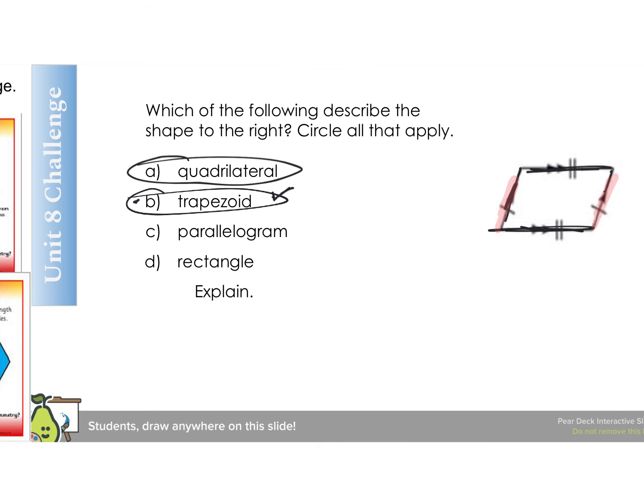Is it a parallelogram? Yes, because the top and bottom are parallel, and then let's say sides A and B are also parallel, so it is a parallelogram. Is it a rectangle? No, because it does not have right angles. It does not have right angles, so it is not a rectangle.